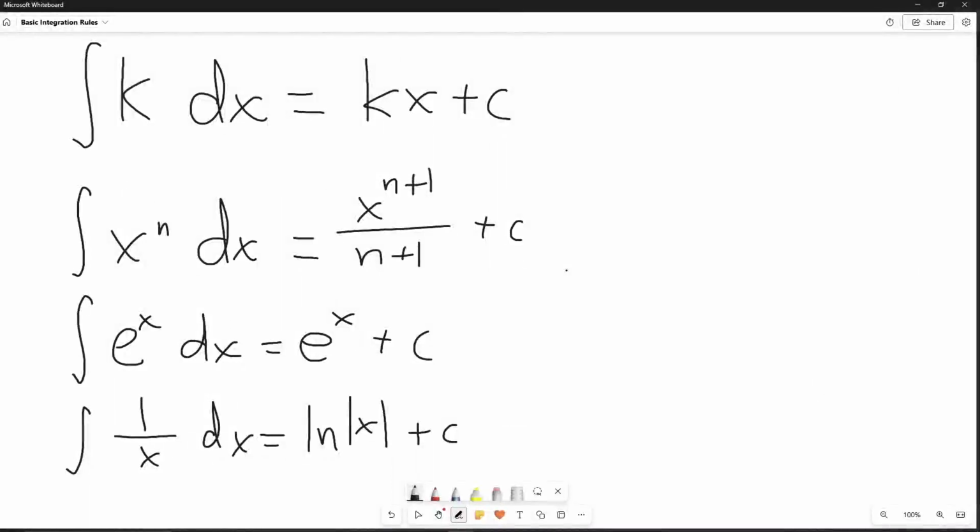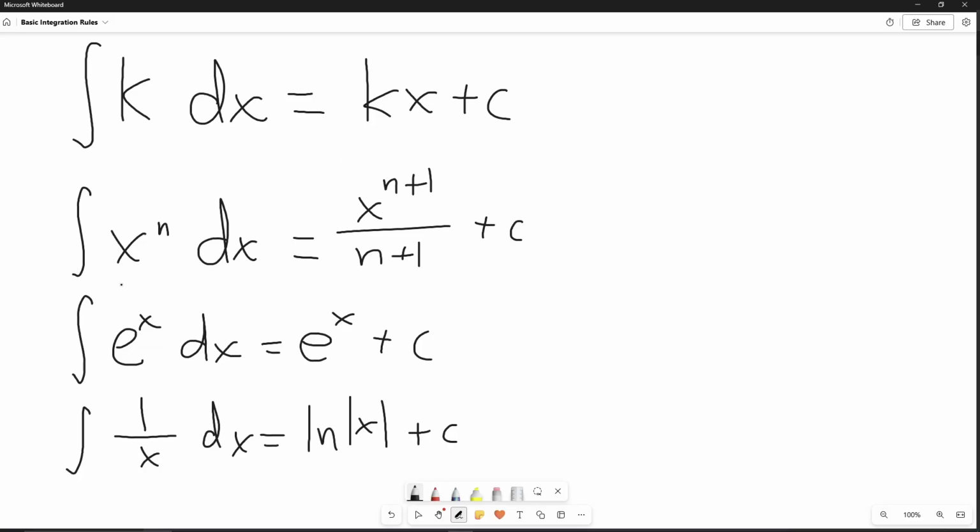So here are some basic rules for integration. The first one is the integral of k with respect to x, assuming k is a constant, is just kx plus c. And this makes sense because the derivative of kx plus c will just be k, and you just think about it in reverse.